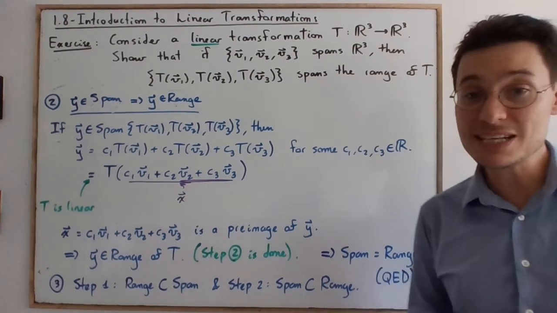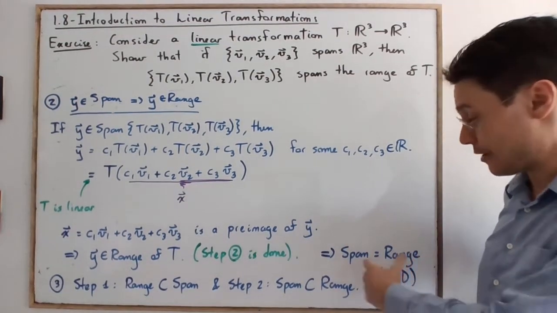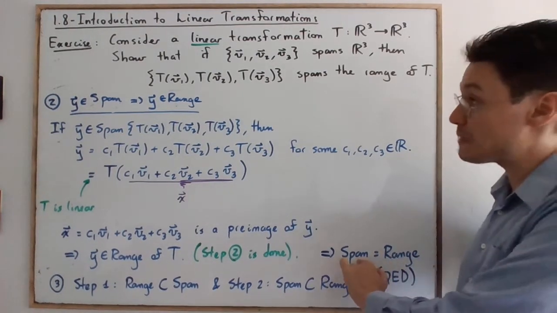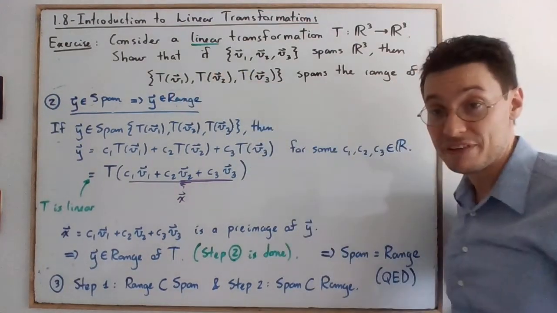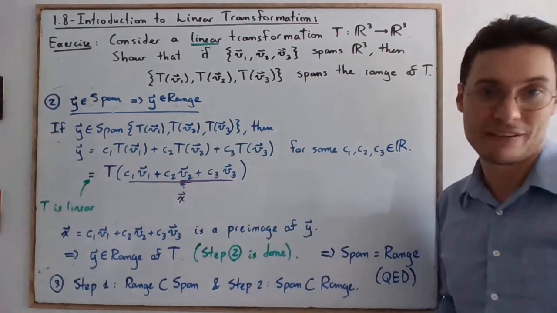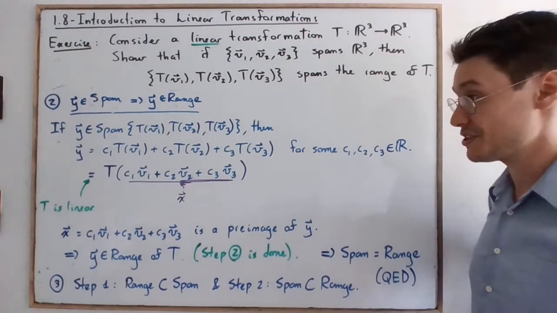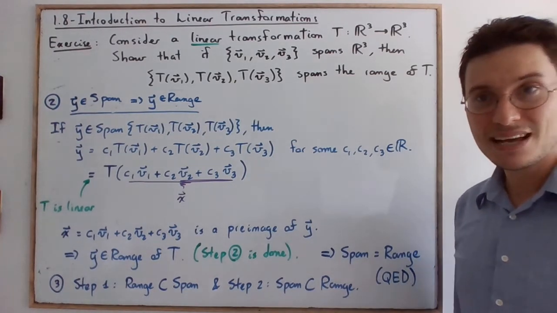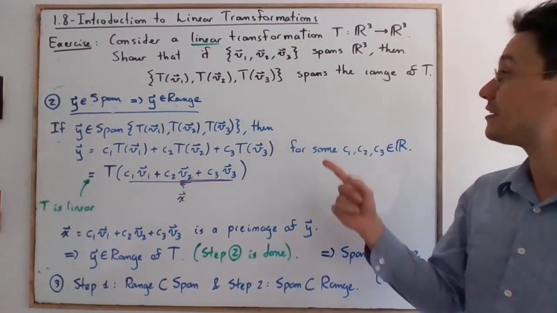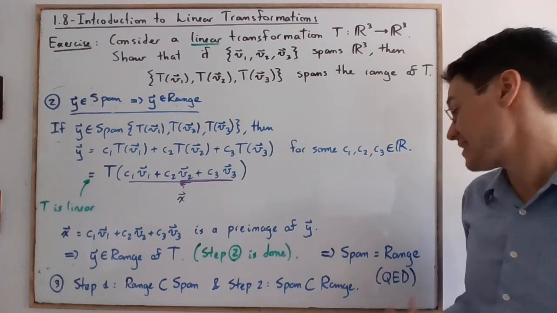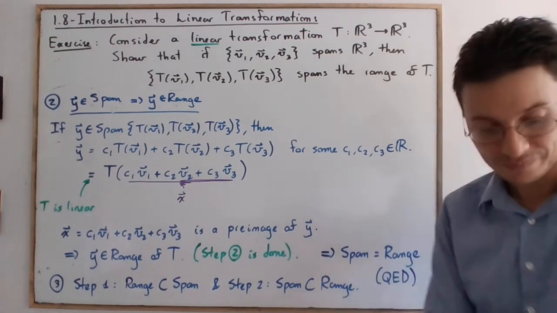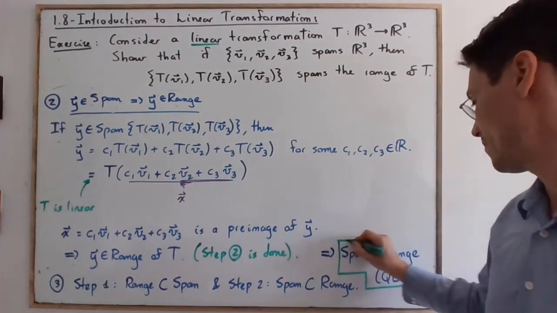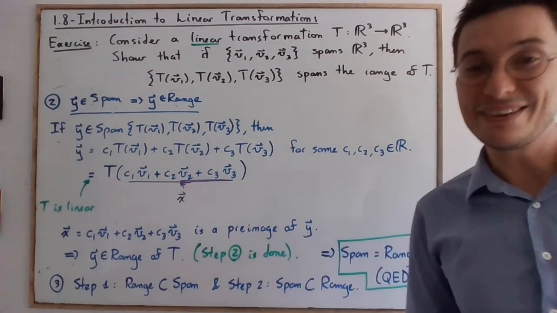I would expect a longer statement here. I would expect you to say that the range of T is equal to the span of T of v1, T of v2, T of v3. I just don't want my video to take forever. So hopefully you understood. And this is it. This is the proof of this theorem. So it's the end of this exercise. I'm gonna just put a box here and see you in the next video.